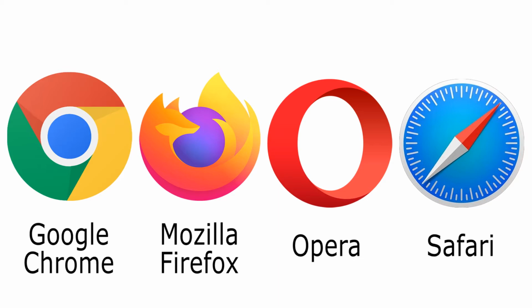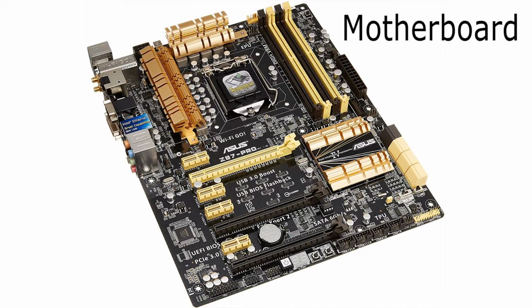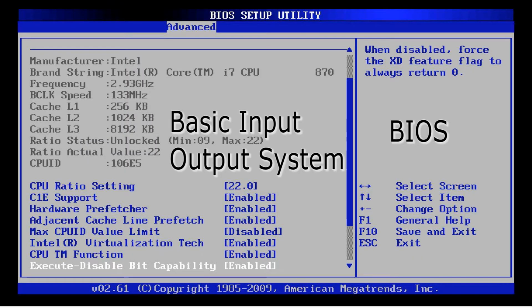There are also several other web browsers that can be downloaded, such as Google Chrome, Mozilla Firefox, Opera, and Safari. One other thing worth mentioning is firmware. The easiest way to describe this is that it's basically software that talks directly to hardware. Firmware on a computer is installed on the motherboard, and it's also known as the BIOS, which stands for Basic Input-Output System. BIOS is used to initialize your hardware and get it ready to run your operating system.